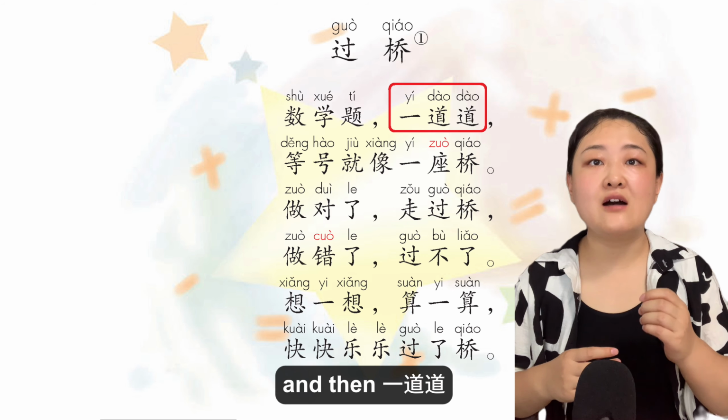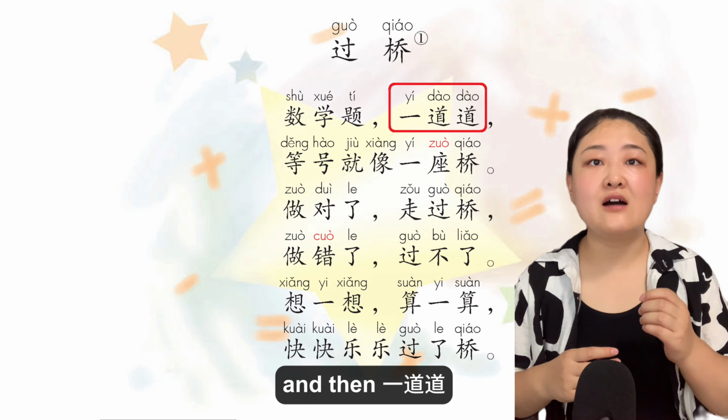And then 一道道. Repeat after me the spelling. 道 is the measure word for 题. When we say one question, we say 一道题. So 一道道 means 一道道题. You can take it as there are many questions. 我们有一道道数学题. There are many math questions.